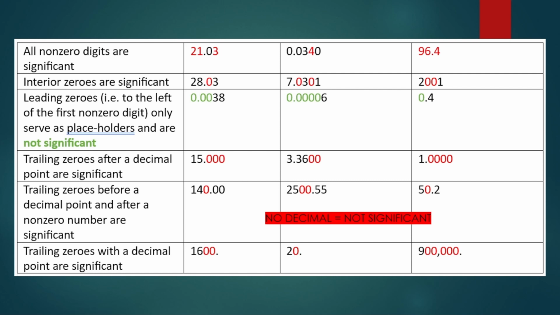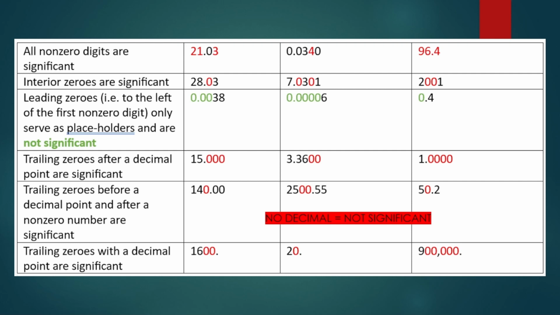Rule number 4, you have to be careful because you pay attention to the decimal point. 15.0 has 3 significant figures. 15.000 is going to have 5 significant figures. Whereas 15 without a decimal point would only have 2. So that's important that you should know.